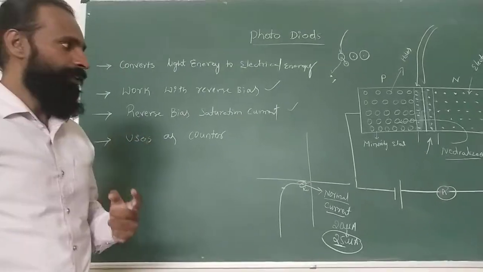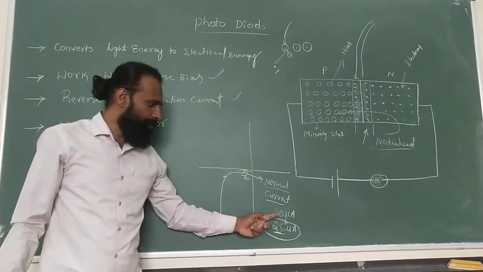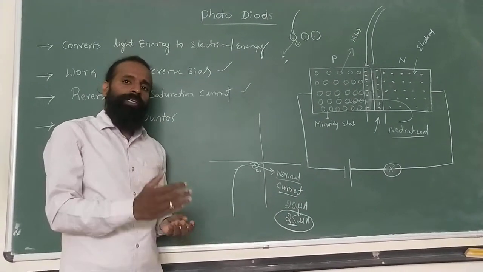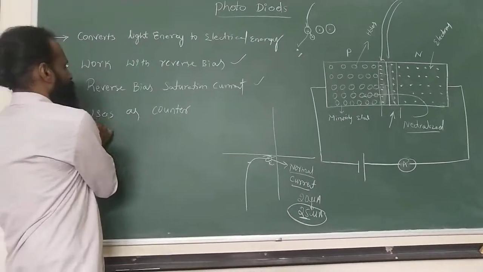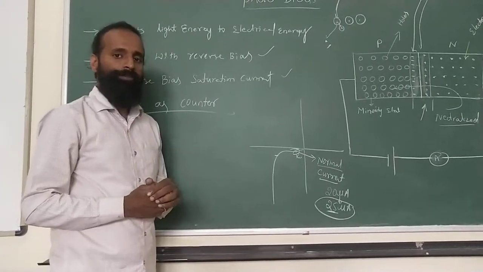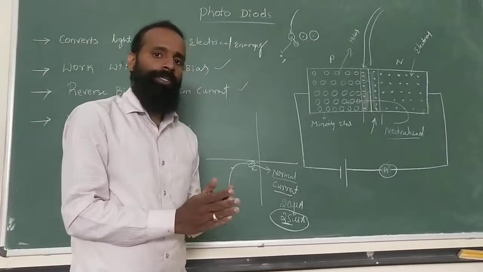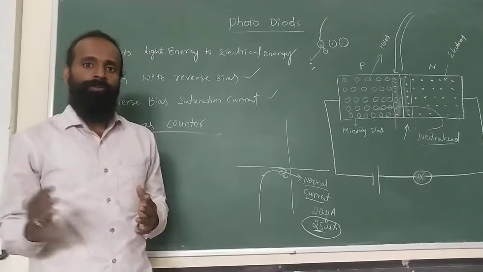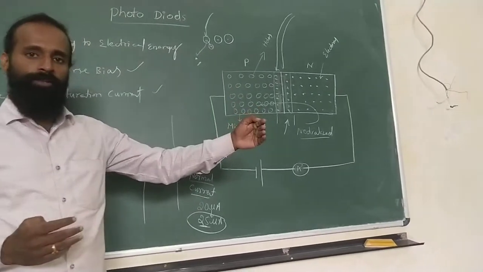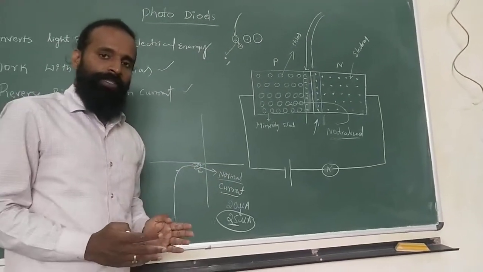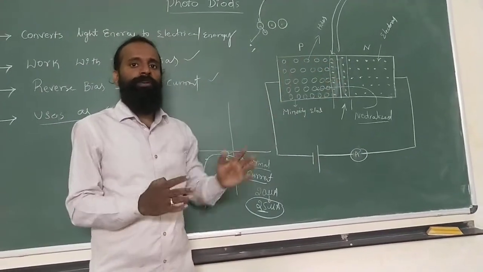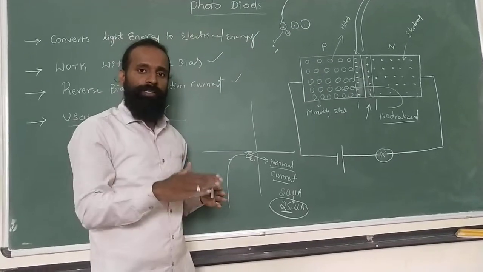By counting the number of times light is detected, we can use this as a counter. For example, consider counting the number of persons entering a room. How will it be counted? Once a person enters at the door, the person blocks the light incident on the photodiode. Then what happens? The current decreases.